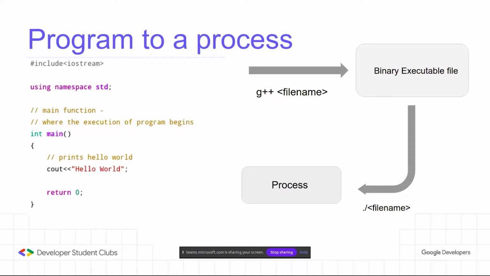Before we go into the memory, first let's go to the part where we run the file. This is a sample code printing hello world. First we use the g++ command, which does compilation and converts it to a binary executable file. Then we use dot slash to run the binary file, and when we run it, it gets converted to a process and gets stored in the RAM.